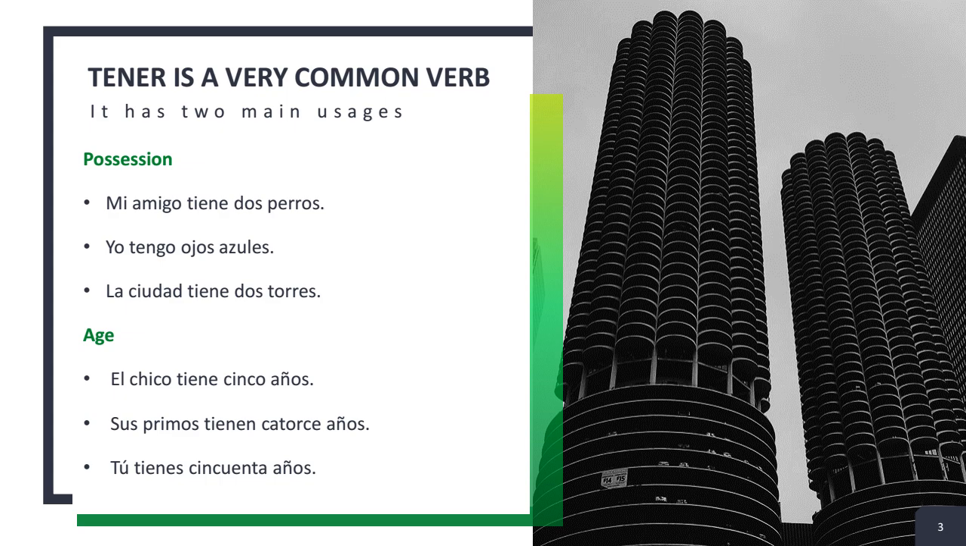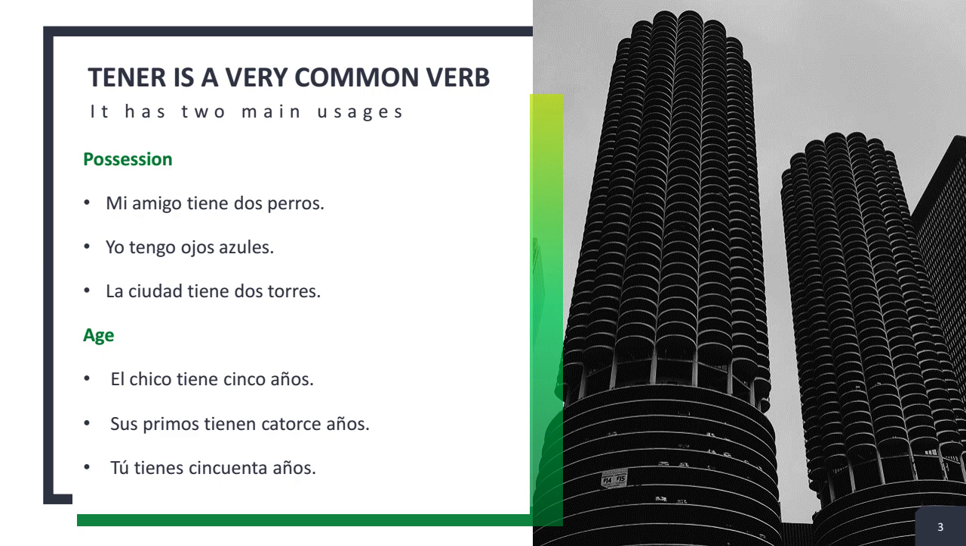Mi amigo tiene dos perros. We would translate that as my friend has two dogs. Yo tengo ojos azules. I have blue eyes. Or la ciudad tiene dos torres. So the city has two towers. You can see here that we're using tener the same way as we would use to have in English.